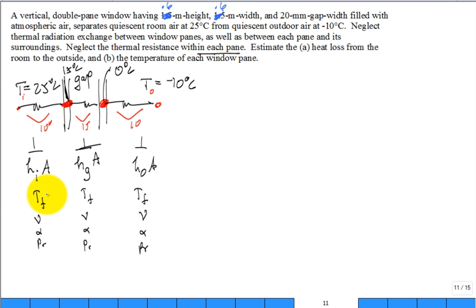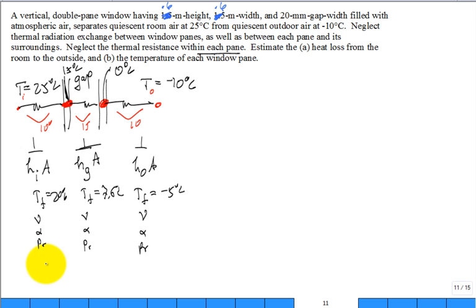That allows me then to get the film temperature. It would be 20 degrees C here. What would it be here? 7.5 degrees C. And here it would be negative 5 degrees C. Then I can get the properties, get the Rayleigh number, get the Nusselt number, get the H's.